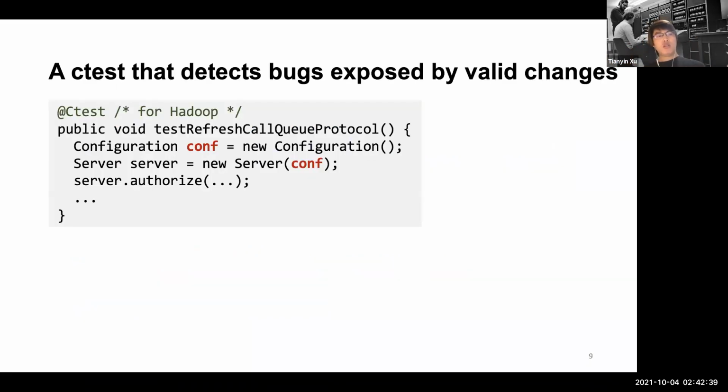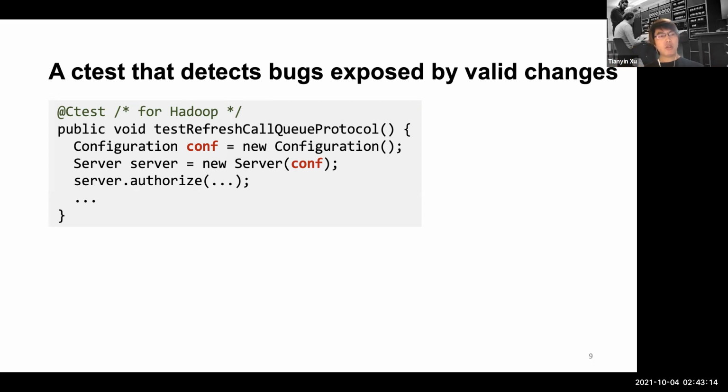So let me show you some real concrete C-tests that can deal with those hard problems, as I promised. The first C-test can detect bugs exposed by valid configurations. The examples are all C-tests we generated from existing test suites of open source code, and the examples I show use bad configs that actually caused production issues before.